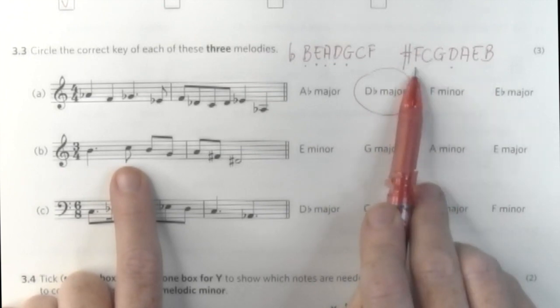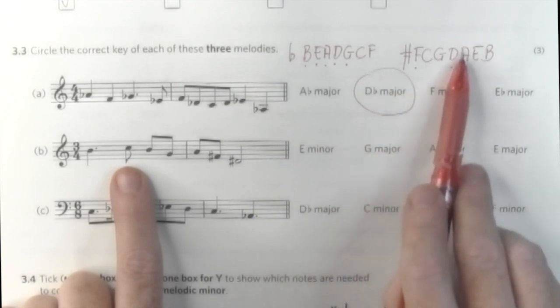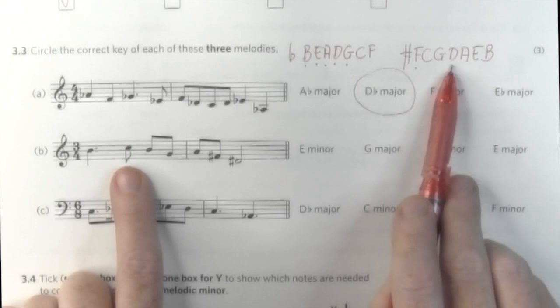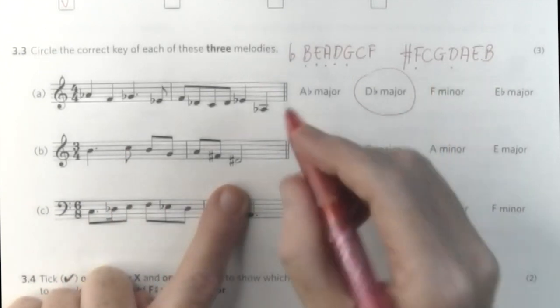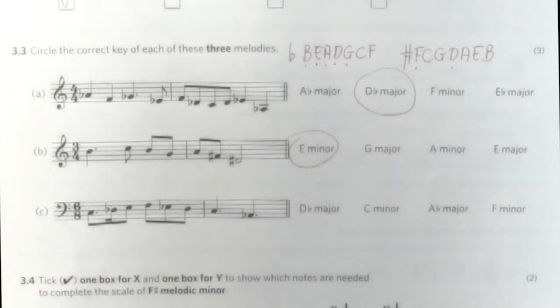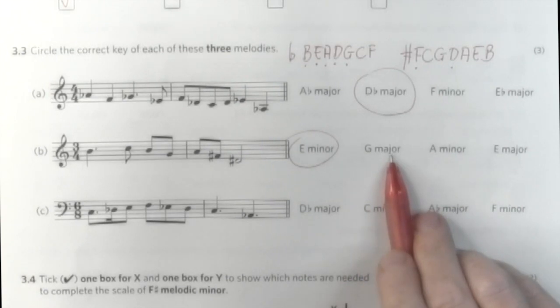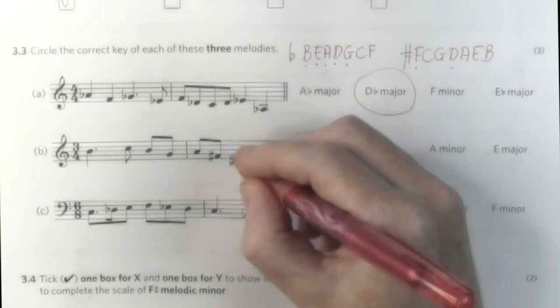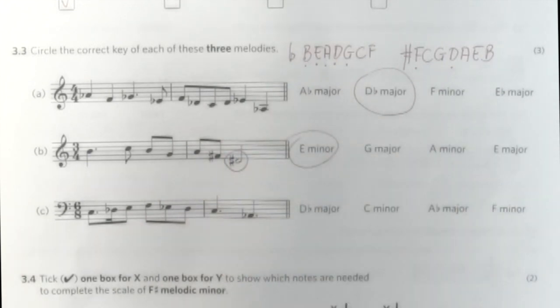So this F sharp is the only sharp, and we could be in G major or E minor. The leading note of E minor is D sharp, and so it has been raised. So the answer here is E minor. We can't be in G major because we have the leading note of E minor. I'm going to circle it so we know.